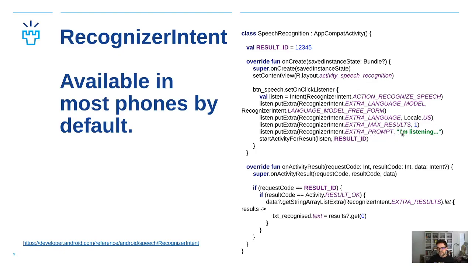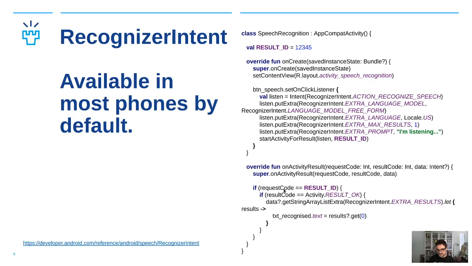This prompt here is what appears on the screen to let the user know that the device is ready to listen to their input. And this activity that recognizes speech will be triggered, and then the result of that is a callback that will come for your application activity. In this on activity result, you will get the request code, that's the same ID here, and I just added it as 1, 2, 3, 4, 5, but it can be any number.